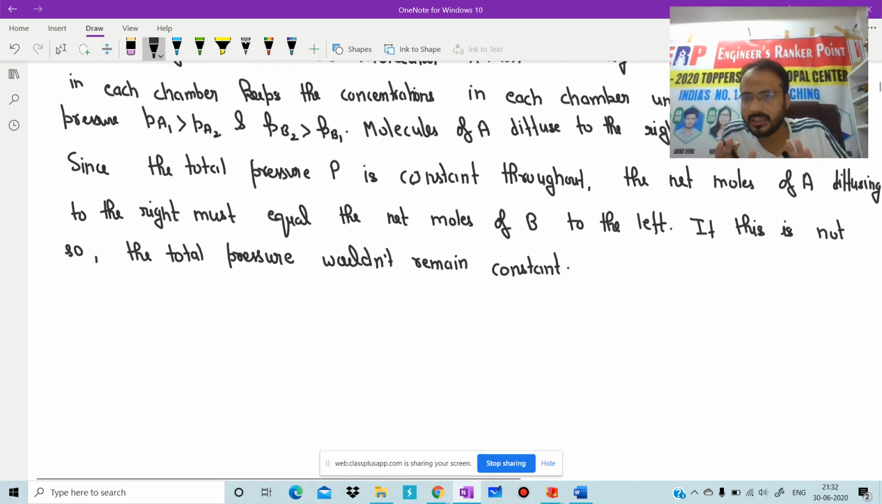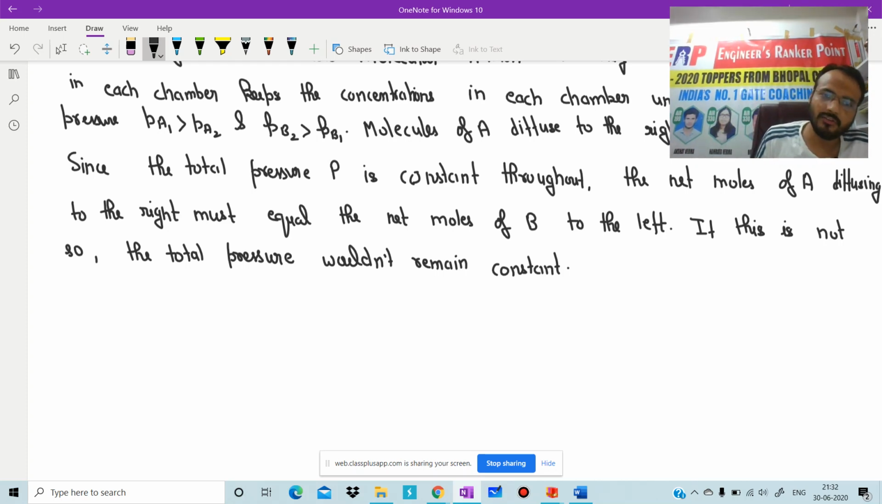I hope now it is in your mind why it is equimolar, because if the net moles will not be equal, then what will happen? Total pressure will not remain constant. Is it clear? Yes or no? Very good. Now we already know, because we have the general formula.